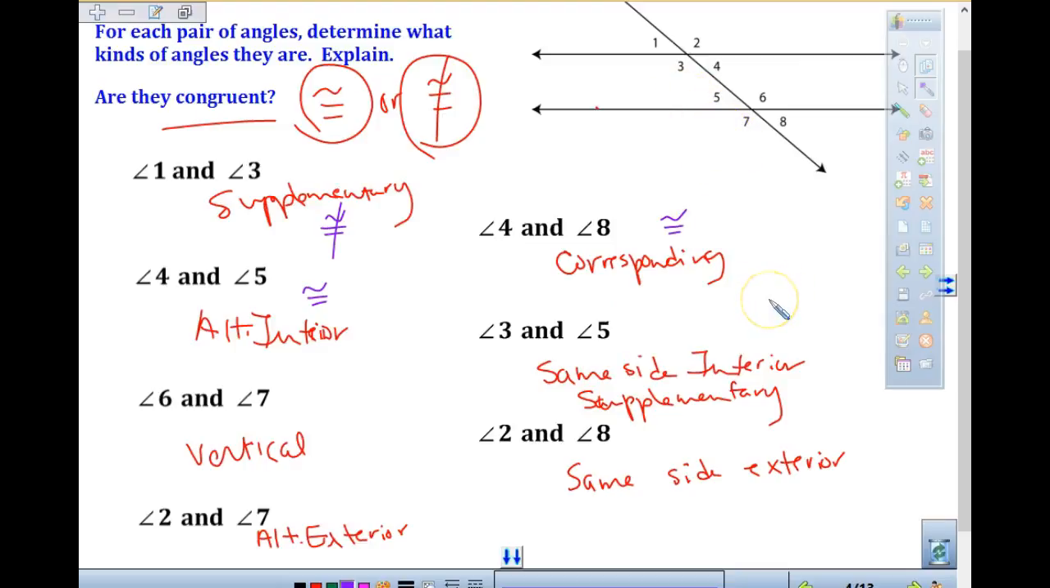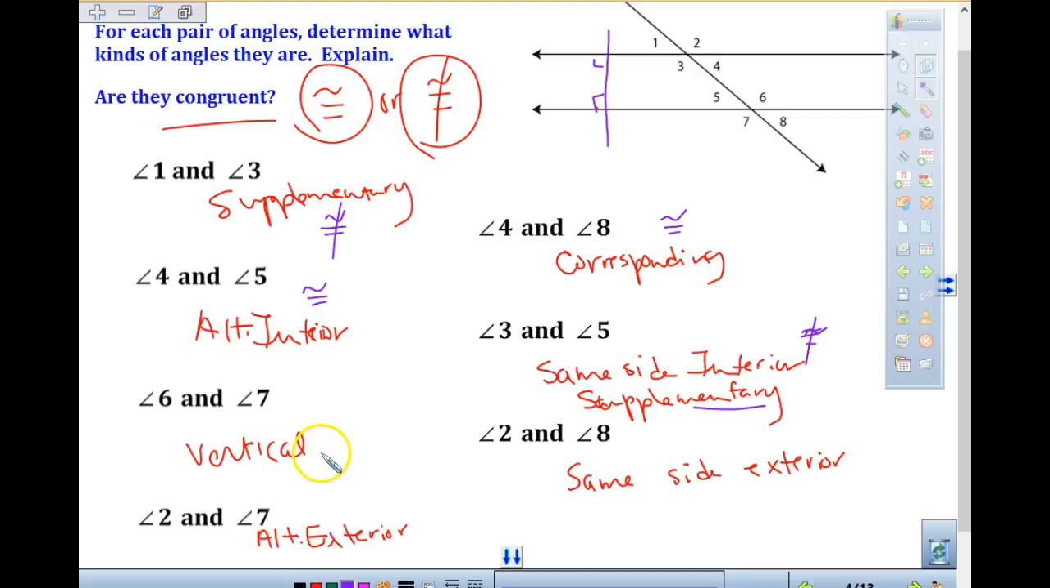What do you think? Congruent? Do they have to be the same measure or not? Between the two of you, what do you think? Yes, no? Not congruent. Reason they're not congruent? They're supplementary, right? And the only way that they would actually be congruent is if this were a right angle, right? That's the only time you'd have that.